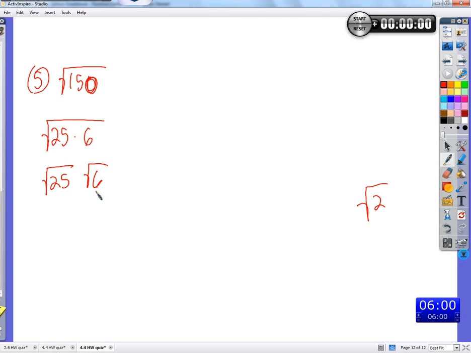Now, this one's just kind of done for. It's just the square root of 6. It's not going to look any nicer, but the square root of 25 is 5. So we can write it as 5 times the square root of 6. Instead of the square root of this huge number, we just do 5 times the square root of 6. A little more manageable, and if you need to do something with it, it's a little easier to work with, and so on.